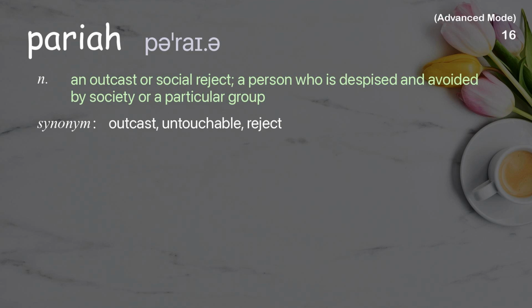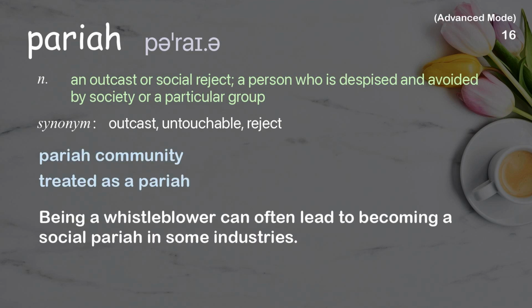Pariah. An outcast or social reject, a person who is despised and avoided by society or a particular group. Examples: Pariah community. Treated as a pariah. Being a whistleblower can often lead to becoming a social pariah in some industries.